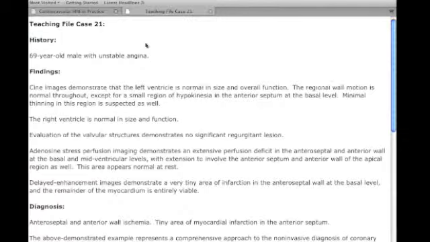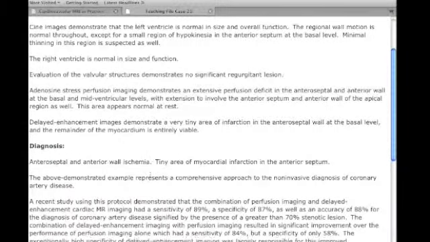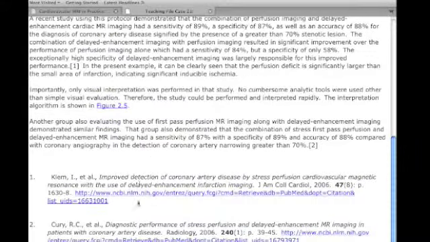This can be confirmed on review of the diagnosis, which indicates that indeed anteroseptal and anterior wall ischemia is noted. The discussion also references two recent papers describing the use of adenosine stress perfusion MRI for the detection of coronary artery disease.